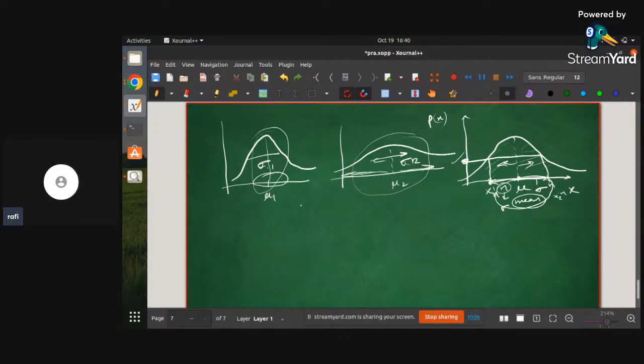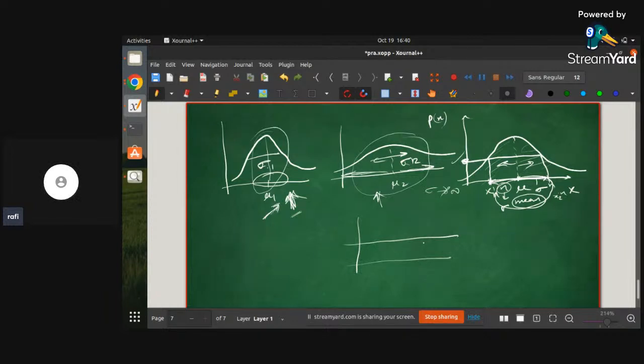Which indicates, okay, in this case, if the data is not spread out, if it is closely concentrated around the mean, then it is easy to analyze, compared to this case. Because for example, if this sigma tends to infinity, okay, then it boils down to a uniform distribution.